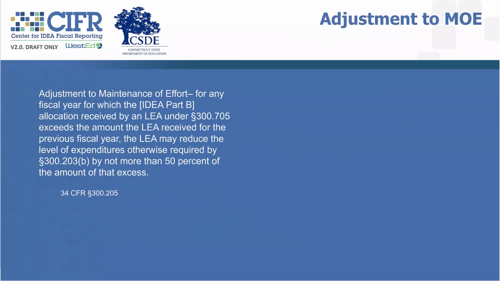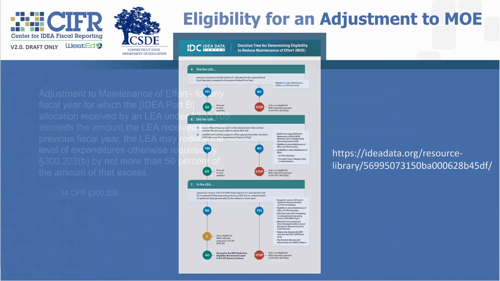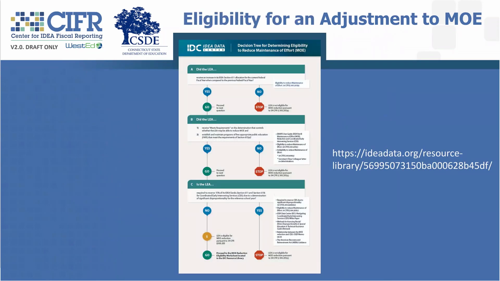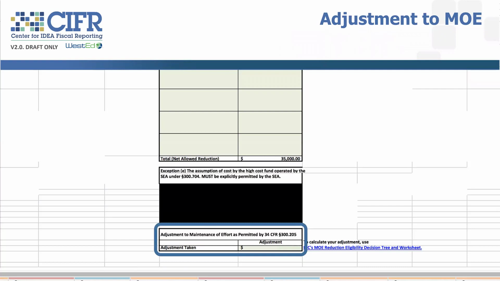So again, there's another way LEA can reduce their budget to be spent. This is the MOE adjustment. We've addressed this already, but in particular, once again, to be eligible for the MOE adjustment, the LEA must meet several conditions. The IDEA Data Center's MOE reduction eligibility decision tree and worksheet would need to be completed and uploaded into your e-grant. There is a space included in the calculator and instructions as well where you place in the funds. When you've determined the amount of available adjustment, you enter the amount taken up to the total available adjustment.